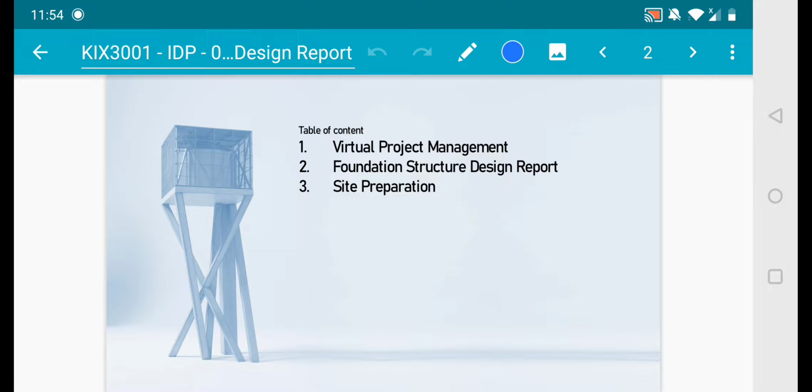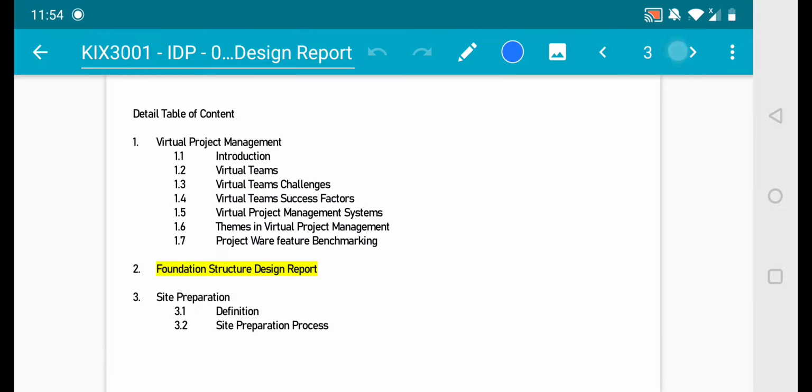And now we're going to move on to Foundation Structure Design Report before we move on to the last topic, which is on site preparation. Now here is the detailed table of content. So Foundation Structure Design Report.